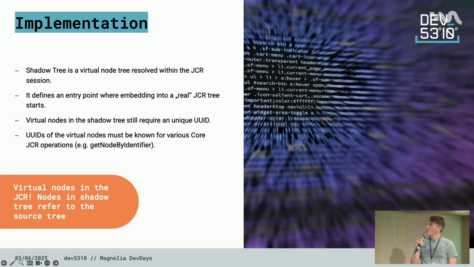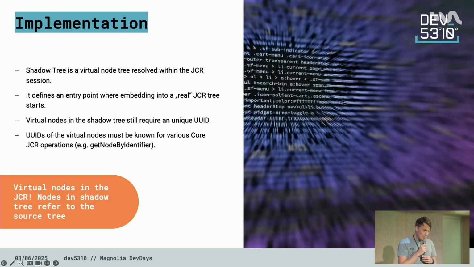So now for the fun part, I guess, we'll start talking about the implementation. The shadow tree is a virtual node tree resolved within the JCR session. It basically defines an entry point where embedding into a real JCR tree starts. Virtual nodes in the JCR tree still require a unique ID. Of course, we still need a unique ID to find and resolve certain nodes.